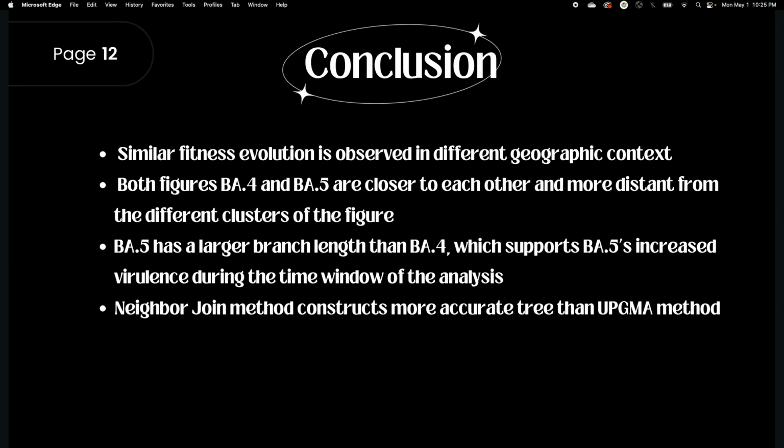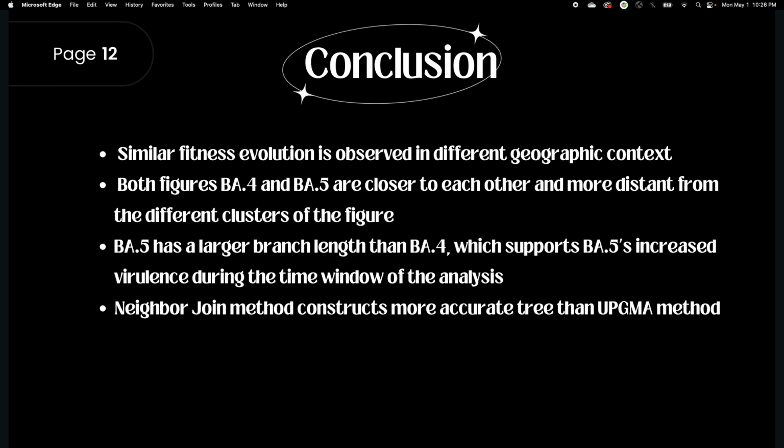So the conclusion from this presentation is that in different geographic contexts, using the Neighbor-Join method to construct the phylogenetic tree, we see that similar fitness evolution is observed. That means in America and Europe, a similar kind of fitness evolution is observed in both geographic contexts. And in both figures BA5 and BA4 are closer to each other. That means that BA5 and BA4 have a very distinct growth rate than the other sublineages.